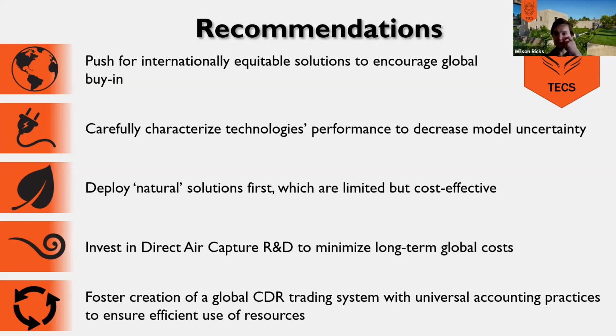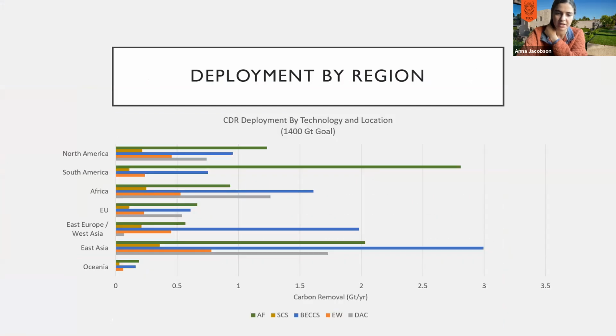I don't know if anyone else has thoughts on concrete recommendations. Yeah, I think it might be worth turning, as well, in terms of the geographic question, to our deployment by region graph, Wilson, because that's something we looked into here, right? Deployment is going to depend a lot on the geographic capabilities of each region that we're looking at. So, looking more specifically, this is what we tend to see.